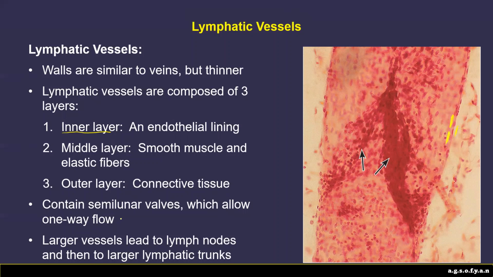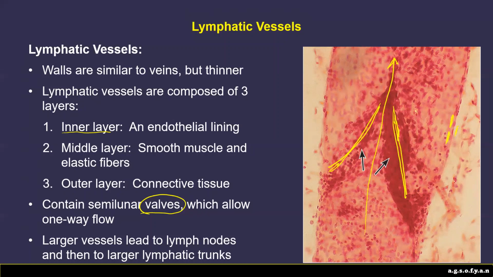And also, it has valves. Just like a vein, it has valves that make this fluid only go one way. So only go this way. It will not go back to the capillary. So it will carry the fluid into the lymph nodes. From the lymph nodes, go to the trunk, go to the lymphatic duct, and finally enter into the subclavian vein. So it's really similar.